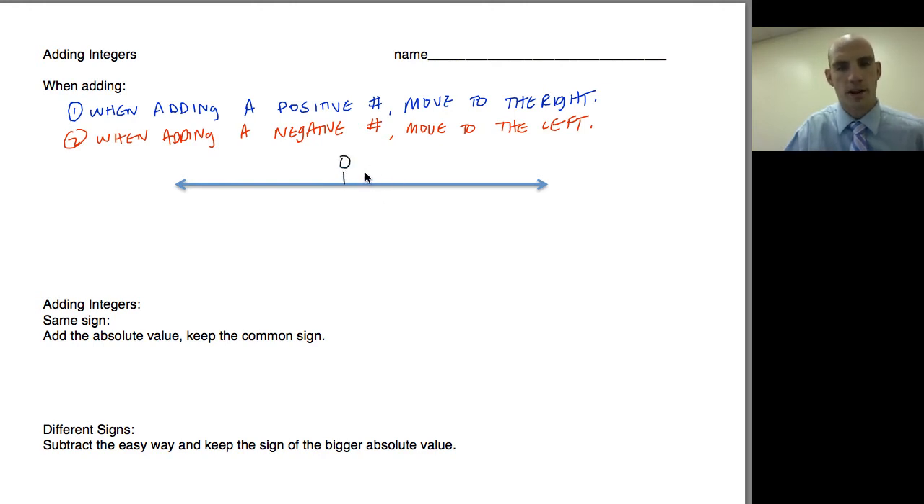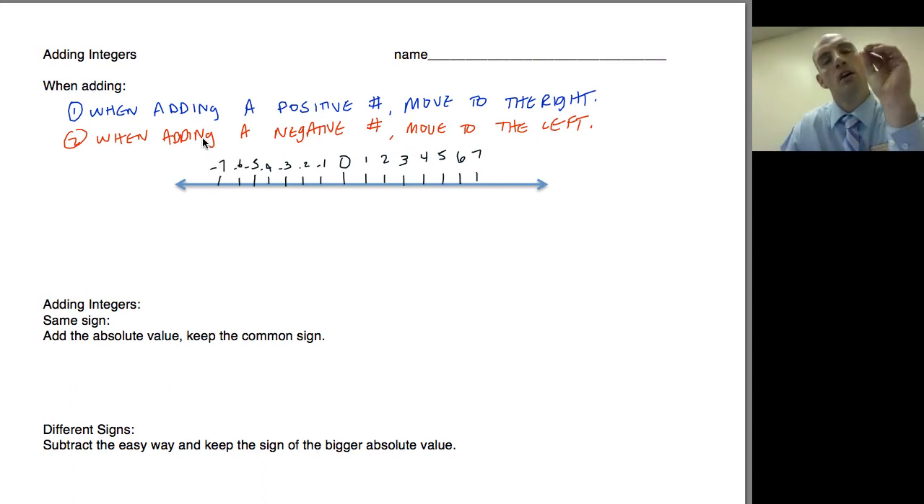Let's go ahead and label our number line. 1, 2, 3, 4, 5, 6, 7, and I'll put 7 on the other side. -1, -2, -3, -4, -5, -6, and -7. Adding a positive, move to the right. Adding a negative, move to the left. Let's do a quick example.